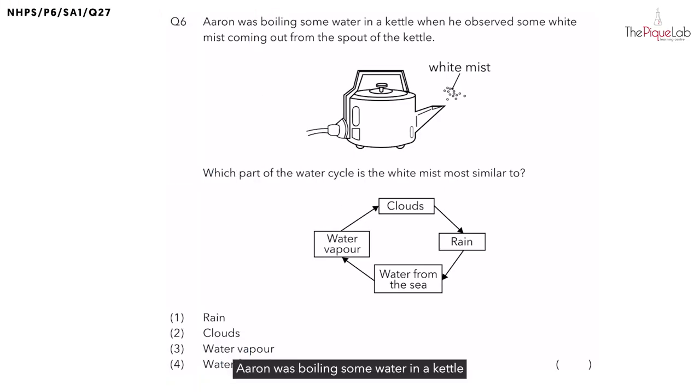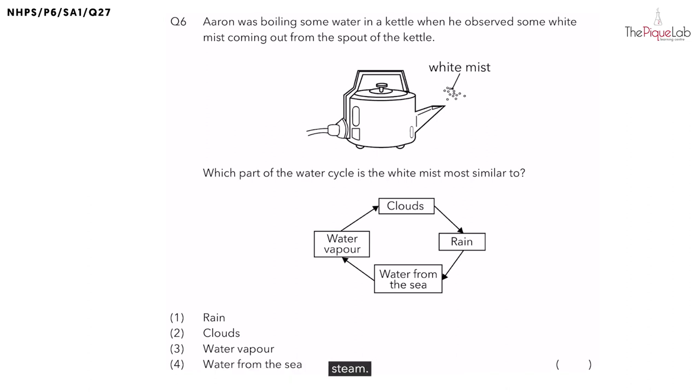Question 6. Aaron was boiling some water in a kettle when he observed some white mist coming out from the spout of the kettle. The question is asking, which part of the water cycle is the white mist most similar to? So let us start by looking at the diagram above. We have a kettle and it is used to boil water. When water boils, what does it form?